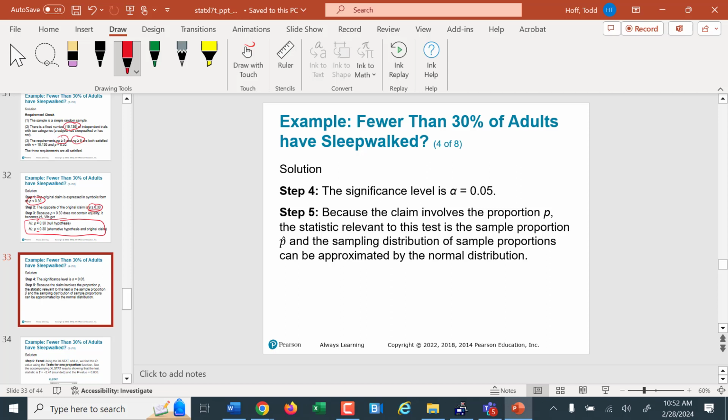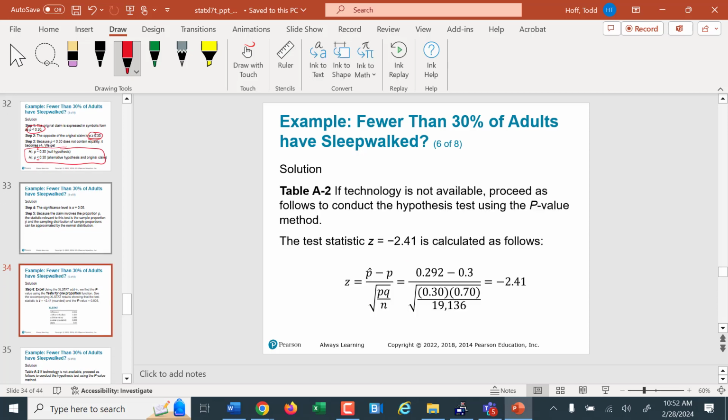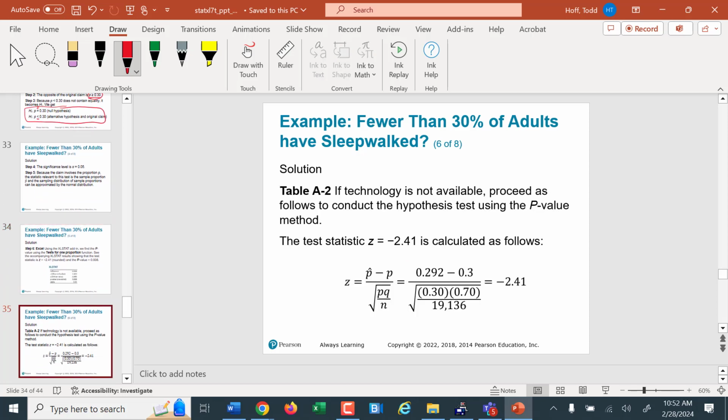So let's go ahead and do the claim. We've got our significance level. Because this claim involves a proportion, we can use that normal distribution, that normal approximation. Here's our test statistic. So the 29.2% is 0.292 minus, remember that 0.3 is from the null hypothesis, divided by, we use the 0.3 as our P, 1 minus 0.3 gives us 0.7 for Q. So we get a test statistic of a negative 2.41.